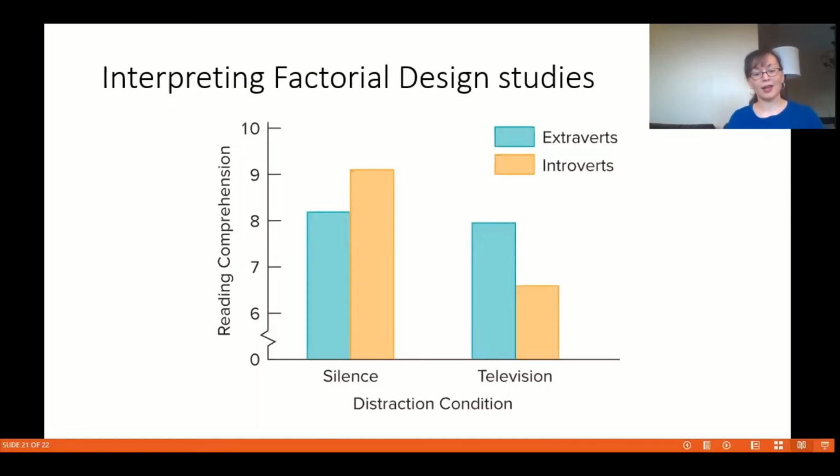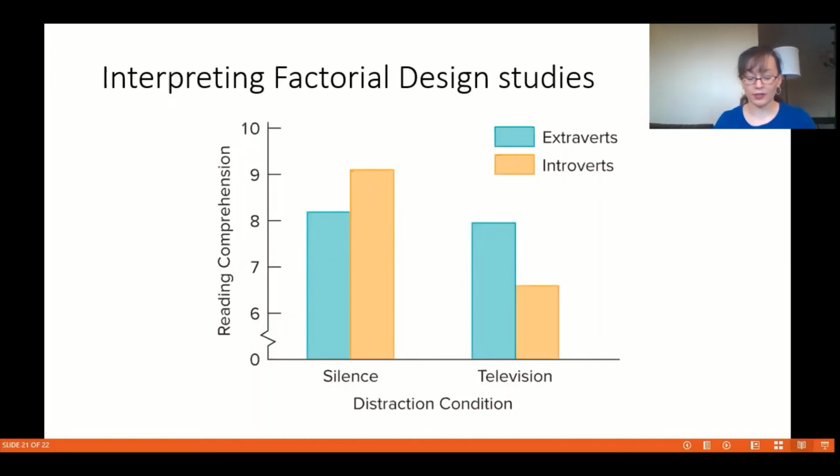And we can see this pattern where introverts are doing better, their comprehension is higher in the silence condition, but the introverts are doing worse in the television condition. But the extroverts are doing about the same, a little worse in the television condition, but not what we would call statistically significantly different here. And so silence and the blue, we see those levels are about the same, but there's a much more dramatic difference for the introverts on those silence and television conditions.